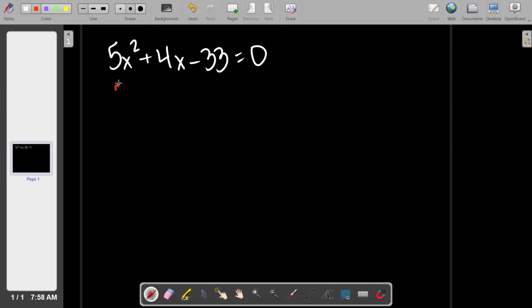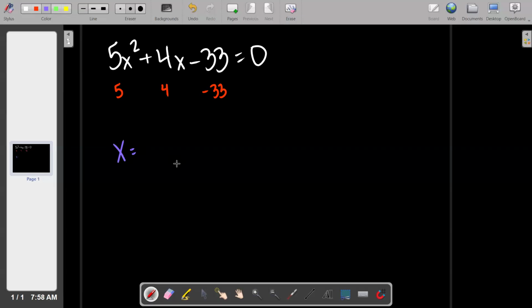So A is 5, B is 4. What's C? Hmm. So I'm guessing some calculator assistance is required, maybe with a big number like 33. Anyways, let's get in there and give it a go.